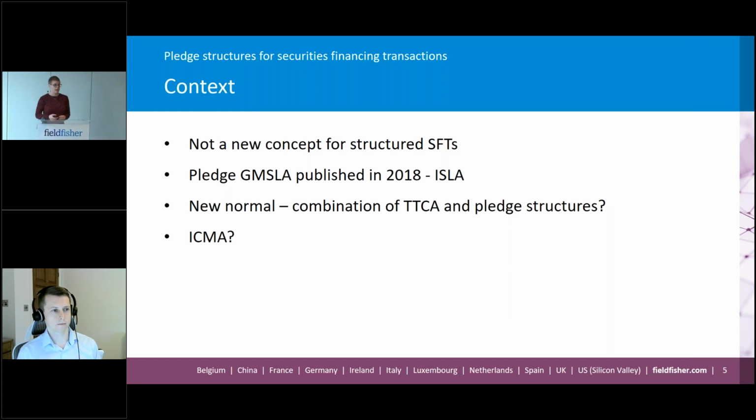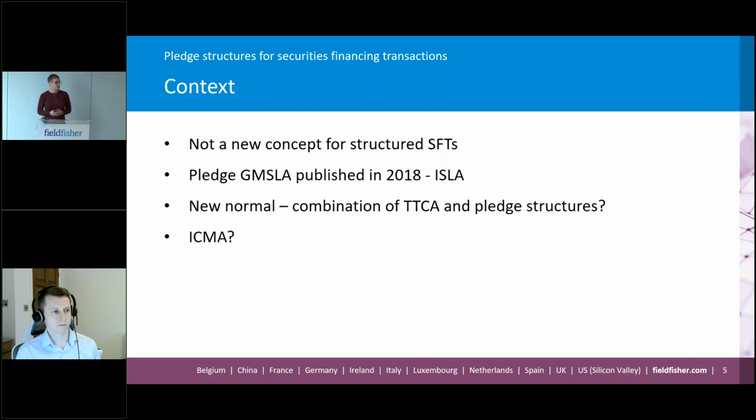But what is new is that in 2018, ISLA, who are the industry body for stock lending, published a new master agreement. And that new master agreement, which is now colloquially known as the pledge GMSLA, strips out all of the title transfer arrangements for collateralization and instead replaces them with a pledge arrangement where the borrower transfers collateral by way of a security arrangement into a tri-party account. So that's our focus for today, looking at the new master agreement that's been published by ISLA, how that works and how people are using it.